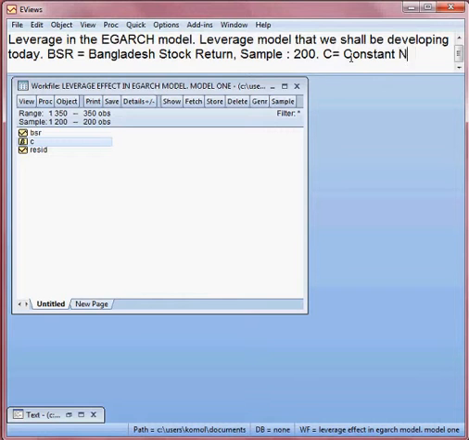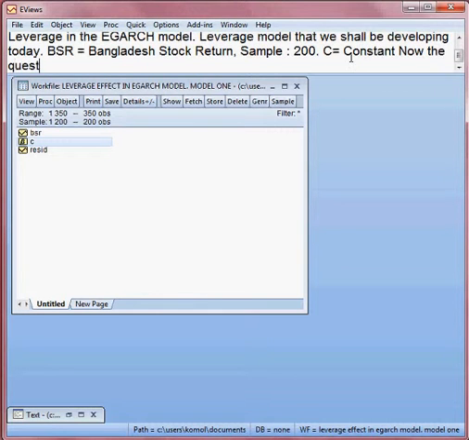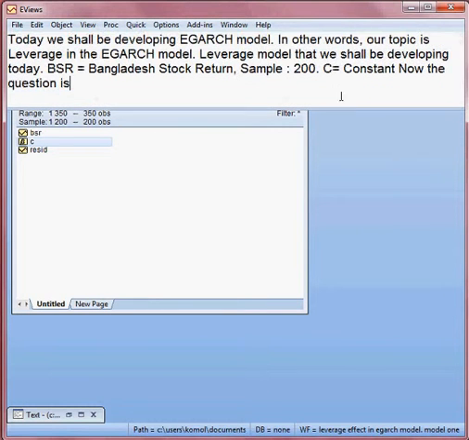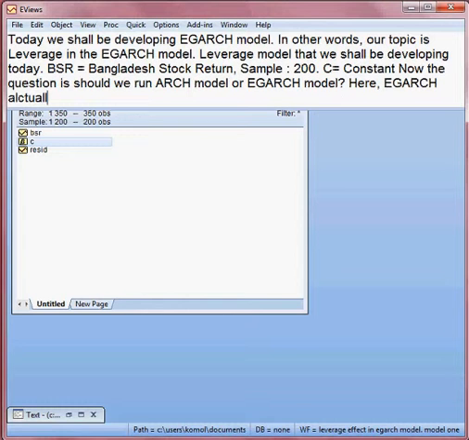Okay, now the question is, should we run ARCH model or EGARCH model, right? That is the question. Should we run ARCH model or EGARCH model? And here EGARCH actually is a family member of the ARCH model.